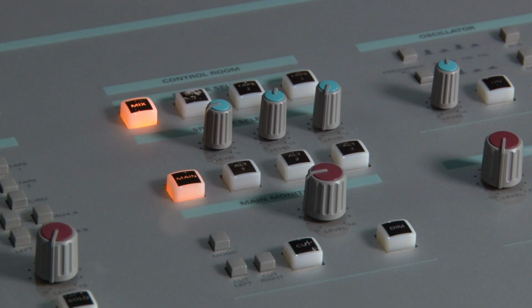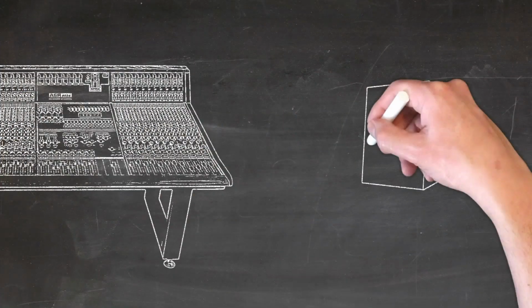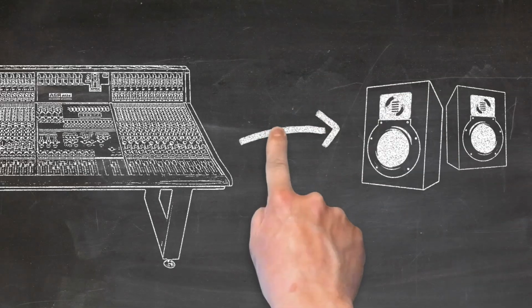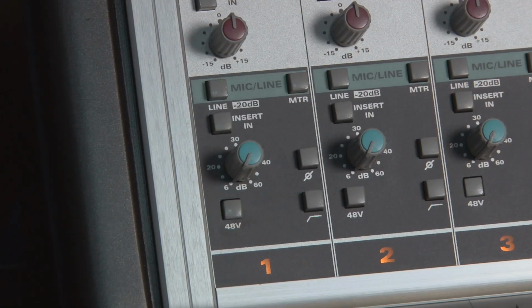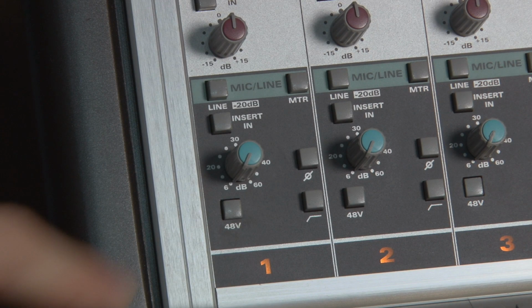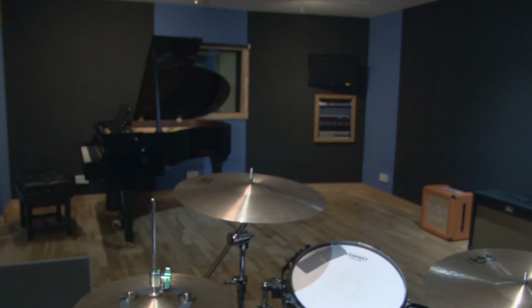The first thing to check when patching a signal is to make sure the cut button is engaged on the mixing console. This stops any signal being sent out of the console into the speakers. Tweeters are fragile, can be easily damaged, and this step will protect them. Now check that the phantom power is turned off on the channel you will be using, and the input gain is turned down. Now we can move into the live room.